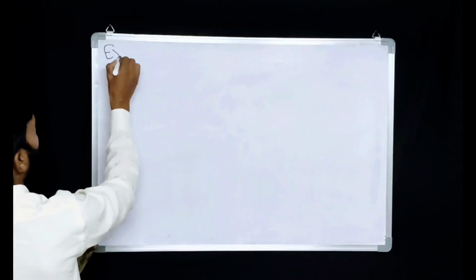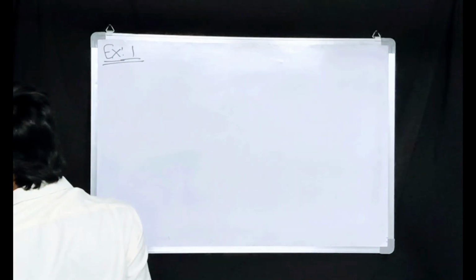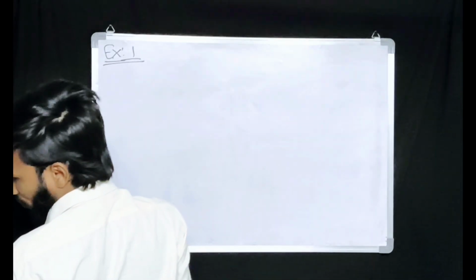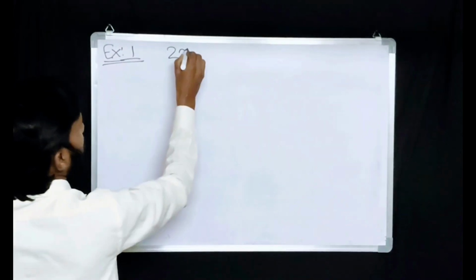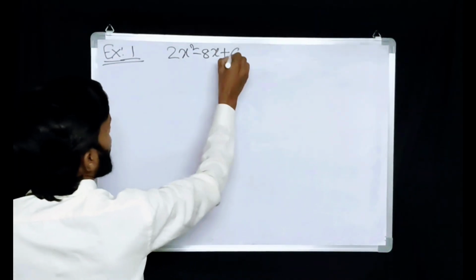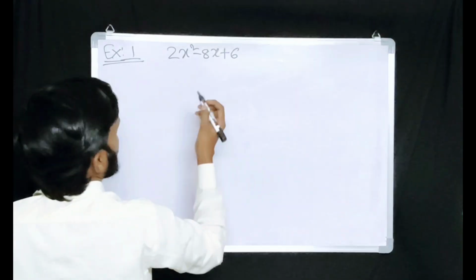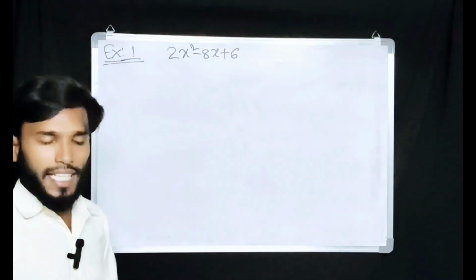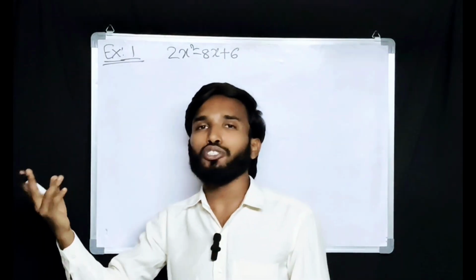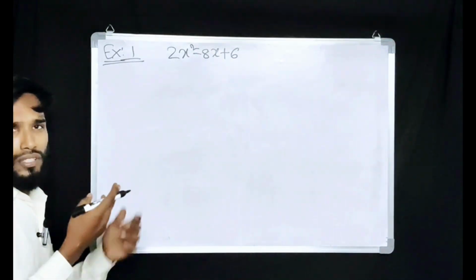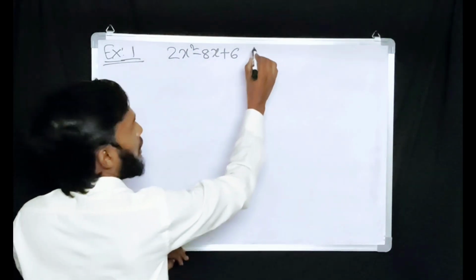For example, see here, I am taking example 1. x square minus 8x plus 6. This is the example. Now, what I said is that for a linear polynomial, it is easy to equate the polynomial to 0 and find the zero. But here this is a quadratic polynomial.